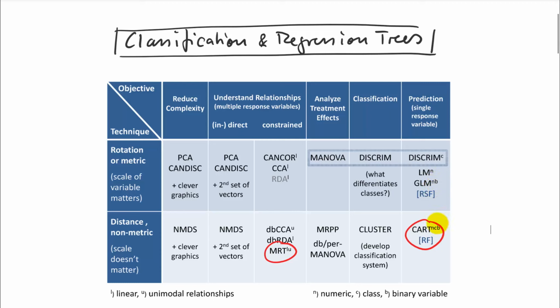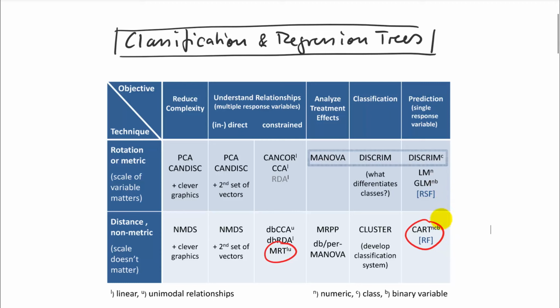And it doesn't really matter how your data is distributed or how your relationship looks. So CART really is an alternative to all kinds of other techniques. You can also predict classes, replacing discriminant analysis, or your response variable can be a 1 or 0, so presence, absence. It would be an alternative to a generalized linear model.